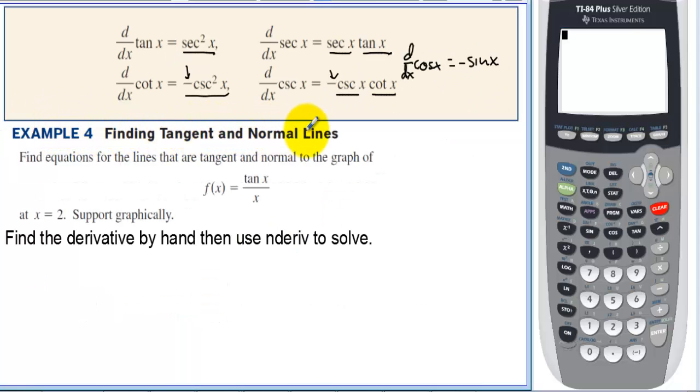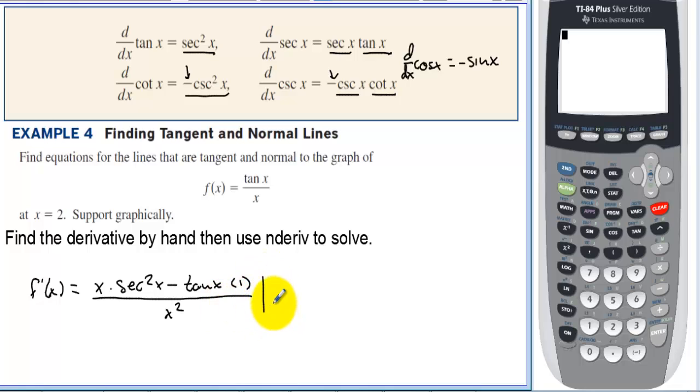Example 4, find tangent and normal lines. Find equations for the lines that are tangent and normal to the graph of this function at x equals 2, support graphically. We're going to find the derivative by hand, and then we'll use our calculator to get the derivative. Let's find f prime of x. We have bottom times derivative of the top minus the top times the derivative of the bottom, which is 1, and that's all over x squared, the bottom squared. We're going to evaluate this at x equals 2.